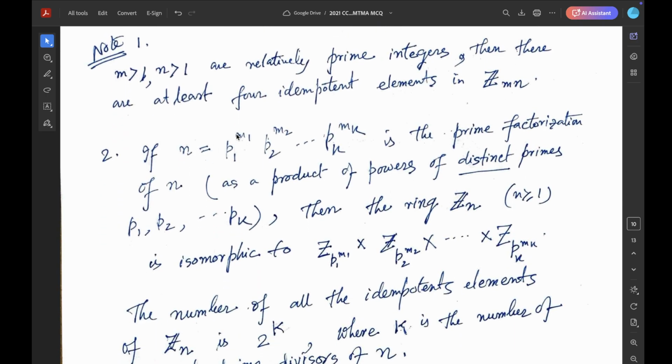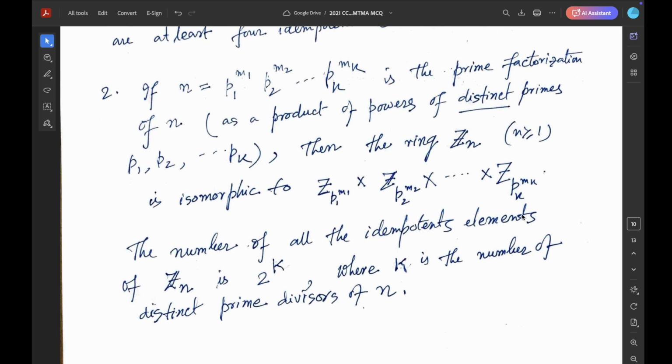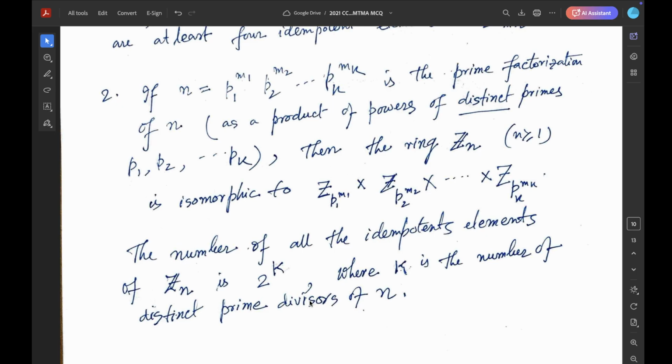If n equals p1 to the power m1, p2 to the power m2, ..., pk to the power mk is the prime factorization of n as a product of powers of distinct primes p1, p2, ..., pk, then the ring Zn is isomorphic to Z_{p1^m1} cross Z_{p2^m2} cross ... cross Z_{pk^mk}. The number of all idempotent elements of Zn is 2 to the power k, where k is the number of distinct prime divisors of n. So this is the important theorem.